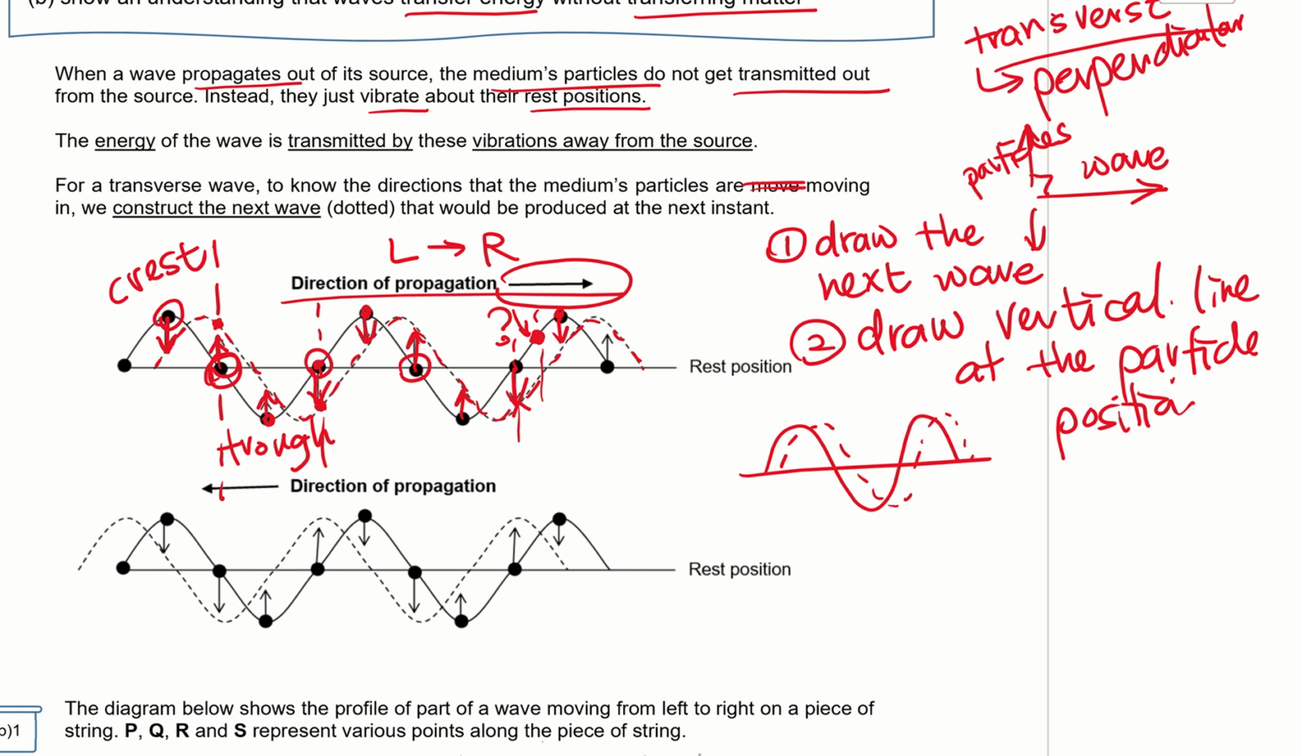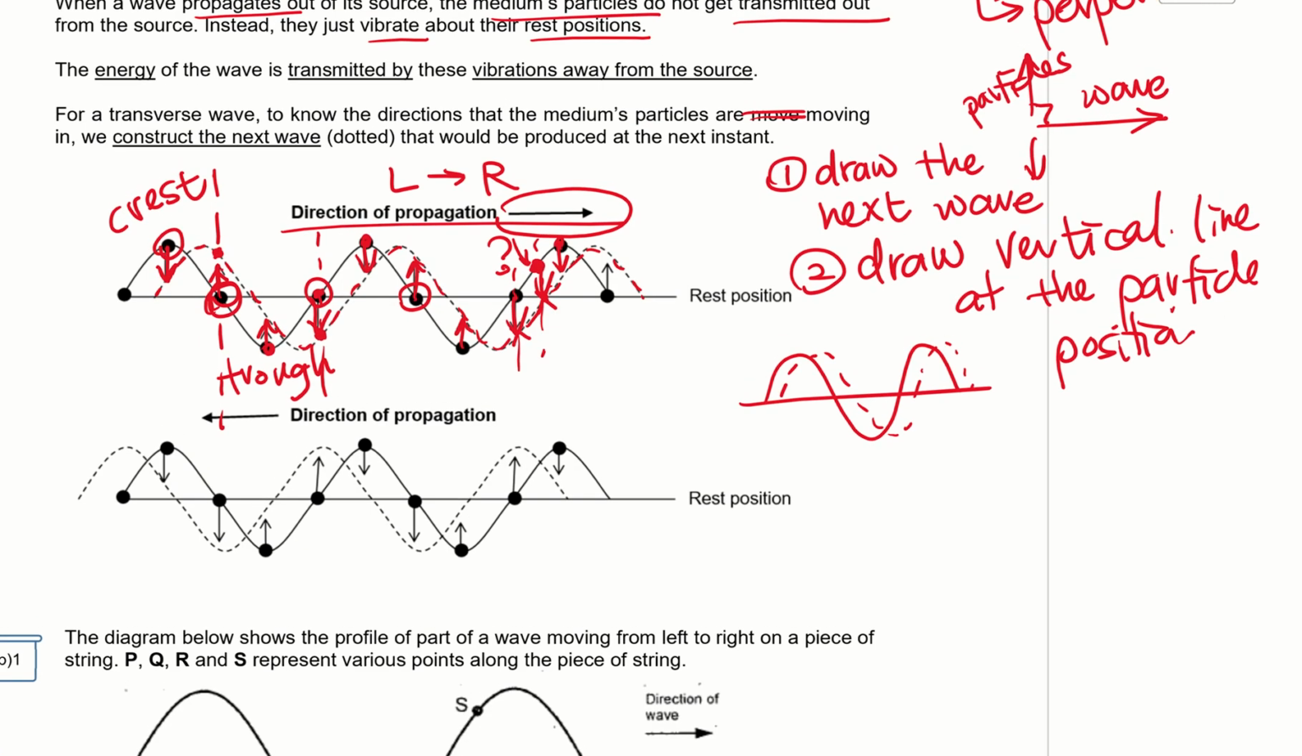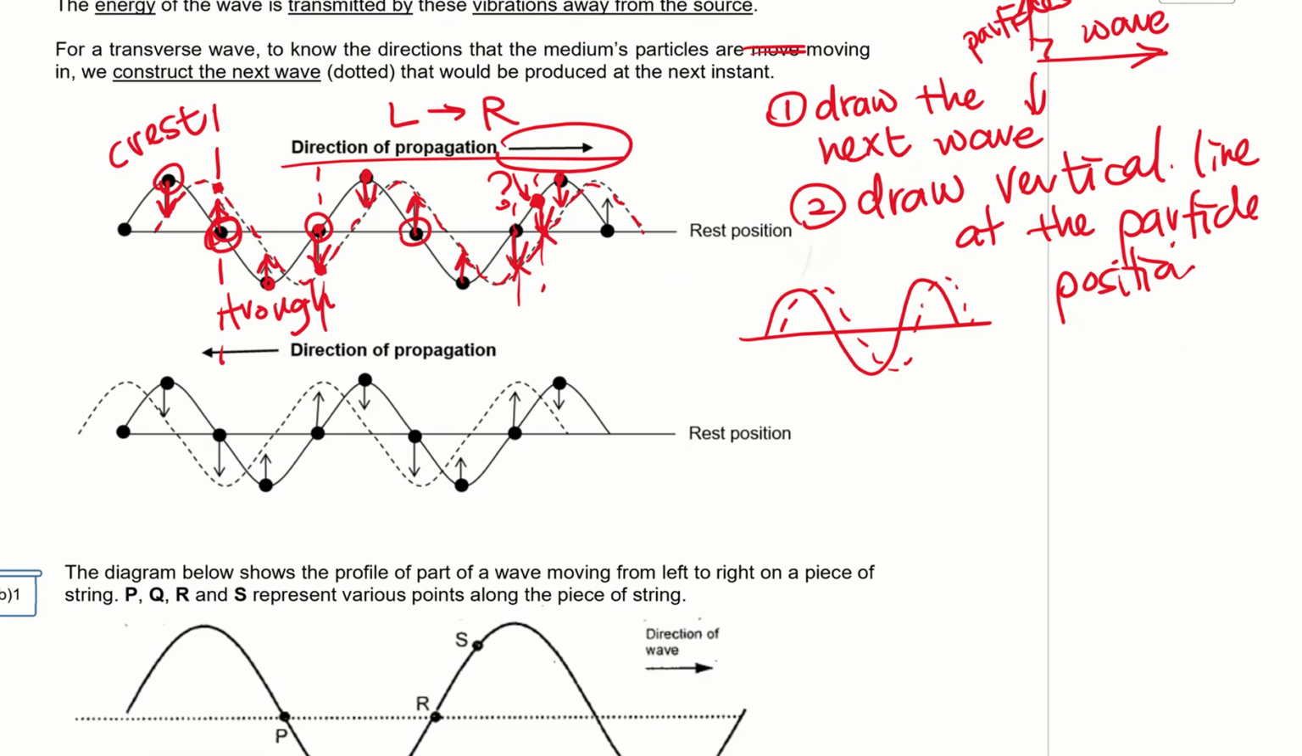We draw a vertical line. Similarly, we know it cuts here, so it will be going down. So with this, we will know the direction of the particle in the subsequent motion.